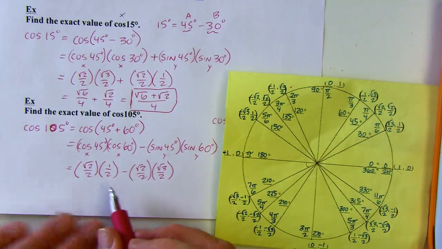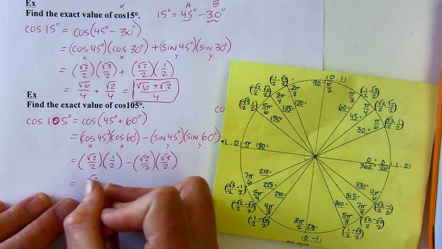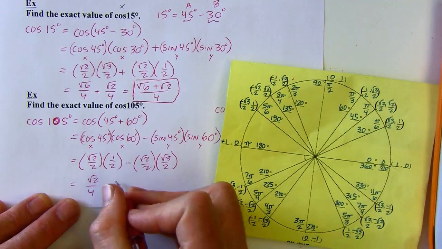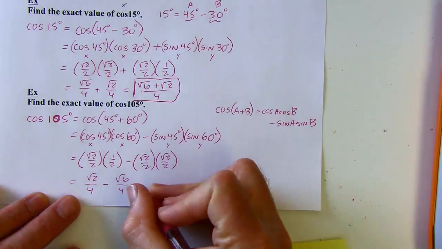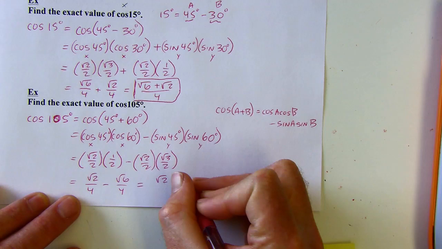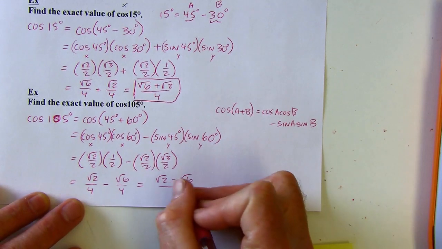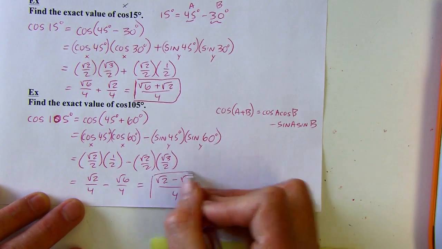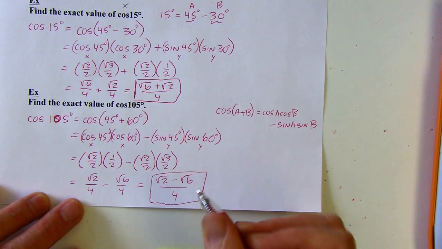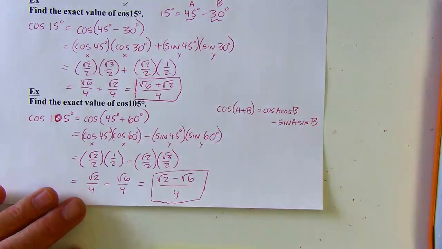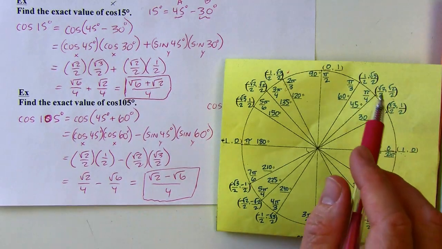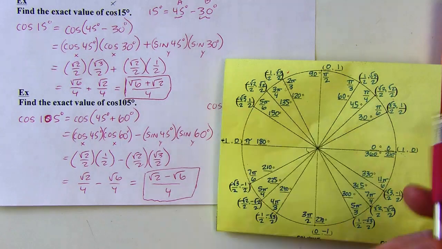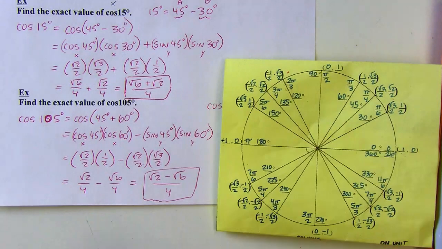Okay, so let's multiply everything together here. I got root 2 over 4 and root 6 over 4. Okay, and then got root 2 minus root 6 all over 4. Okay, and that is simplified. You'll notice you'll get a lot of answers that look very similar on these problems because any place on the unit circle, if it has a denominator, the denominator is 2. And there aren't that many different x values either, right? Or numerator values. So you get a lot of answers that look similar.